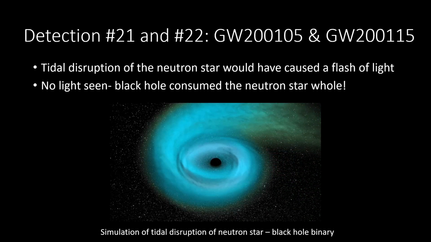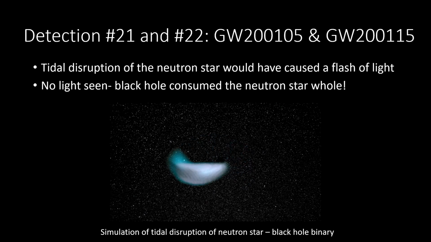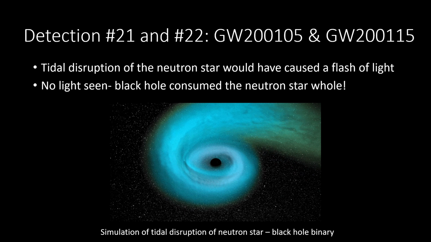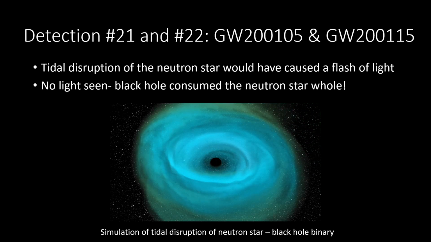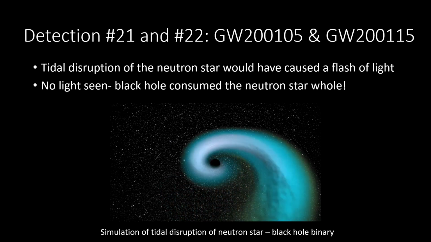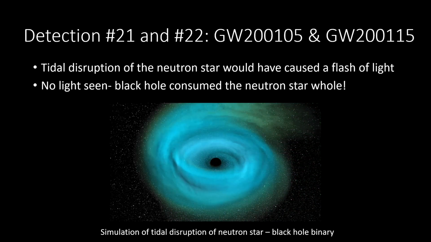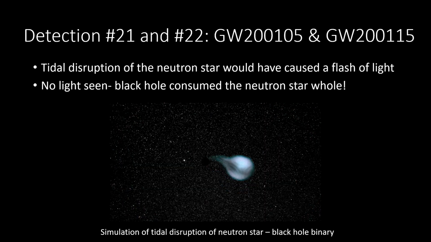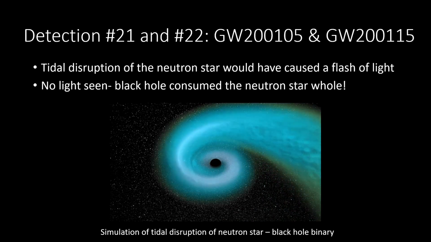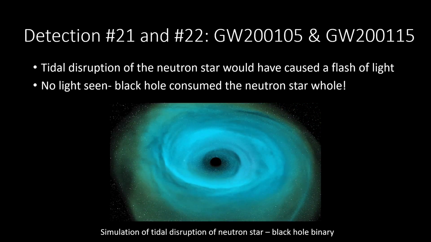Well, it doesn't mean that our theories are wrong. What it likely means is that the black hole just ate the neutron star in one bite. So instead of this kind of being a slightly slower dance where the neutron star was ripped apart, the neutron star likely fell into the black hole almost instantly and didn't emit any flashes of light in the process. This is expected with the black hole mass and neutron star mass difference that we saw in the previous slide.